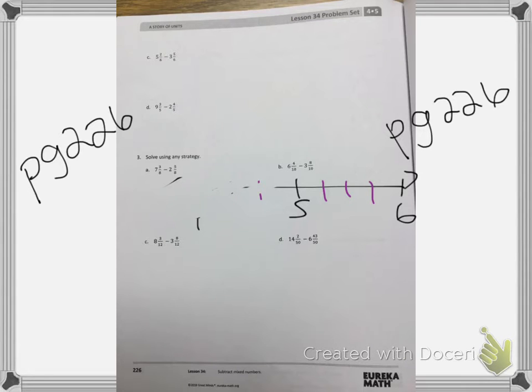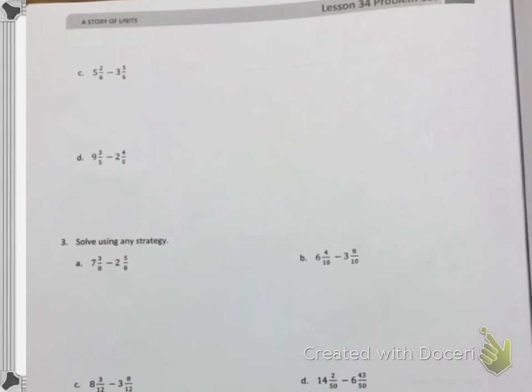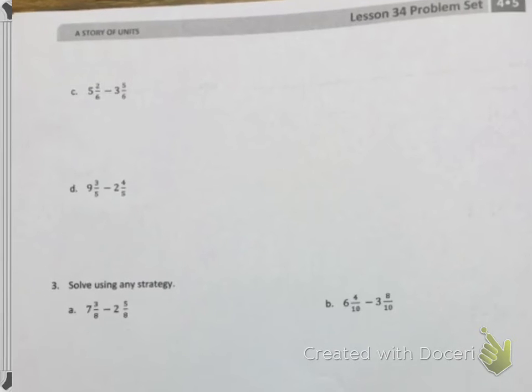All right, let's get started. We're going to zoom in on 5 2/6 and 3 5/6. So remember, I'm going to show you both strategies in order for us to solve. So I'm going to teach you a new strategy. 5 2/6, subtract 3 5/6.